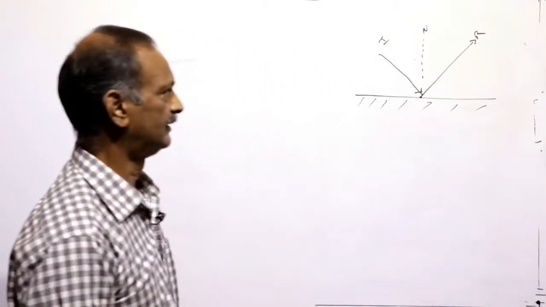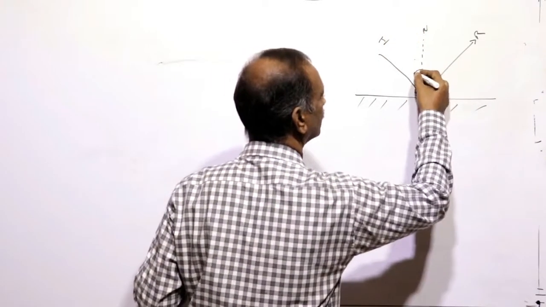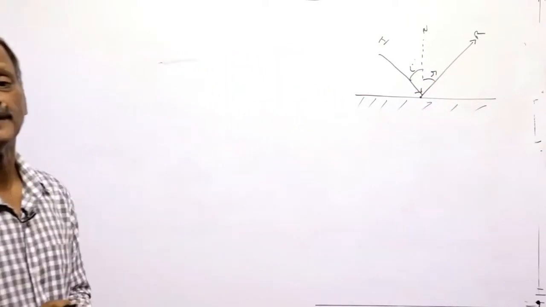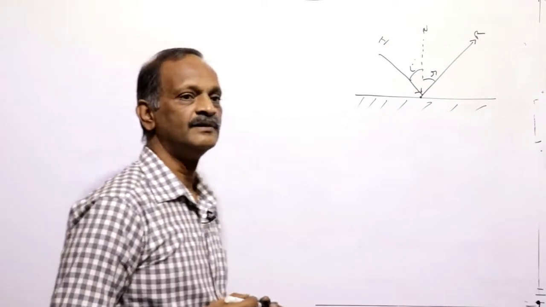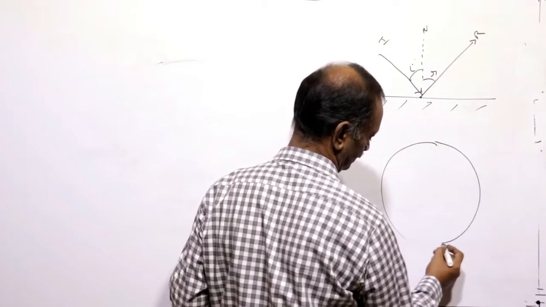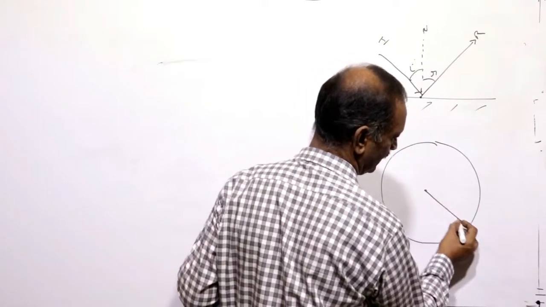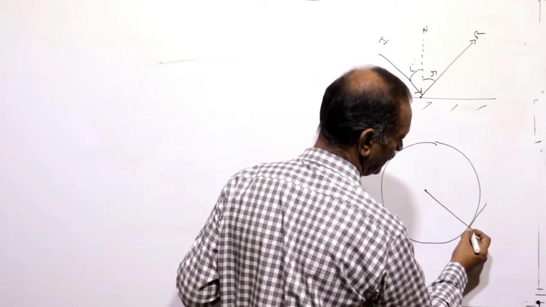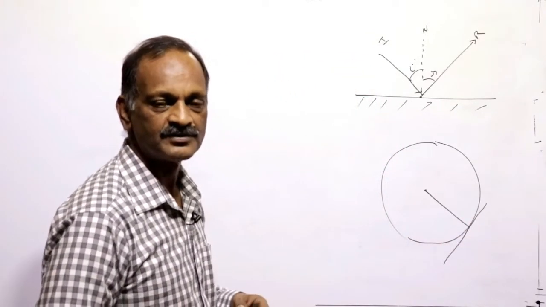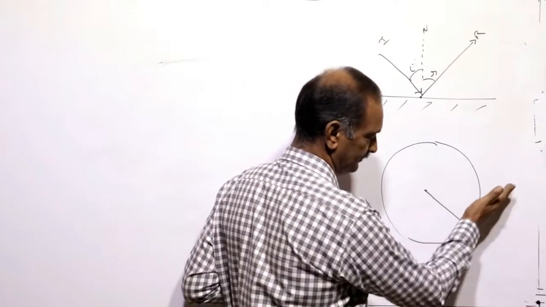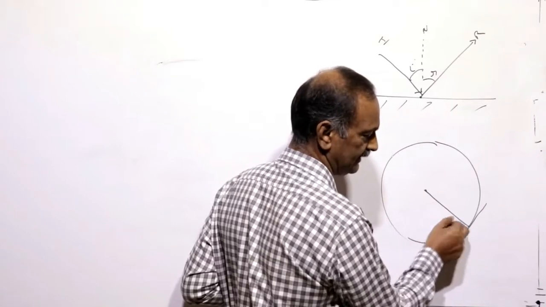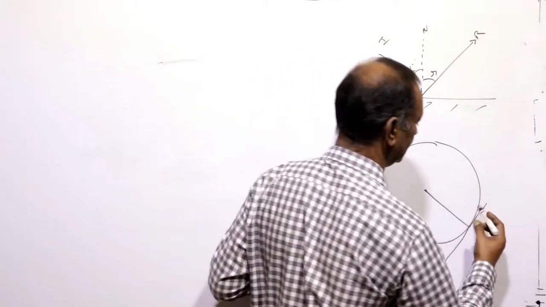Incident ray and refracted ray. From the normal, this is the angle of incidence and this is the angle of refraction. Now, in case of a spherical surface, in case of a sphere, the radius drawn from the center is always perpendicular to the tangent. You must have studied this in 9th class mathematics. If you draw a tangent at this point, and the radius from the center to this tangent, both will be at 90 degrees.